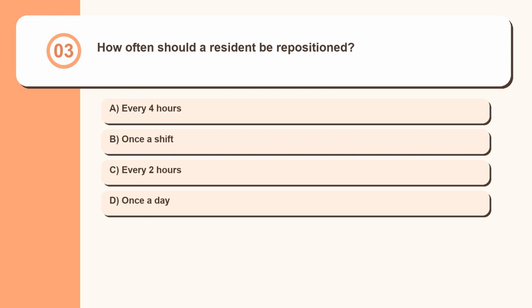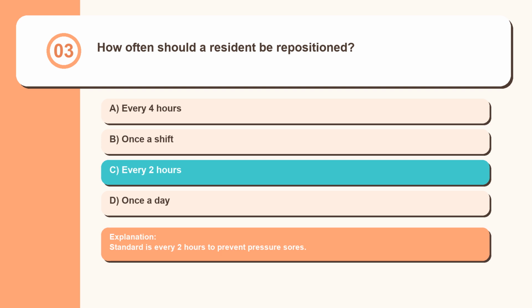Question 3. How often should a resident be repositioned? Every 4 hours. Once a shift. Every 2 hours. Once a day. Standard is every 2 hours to prevent pressure sores.